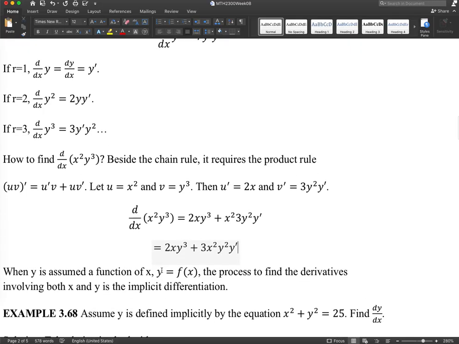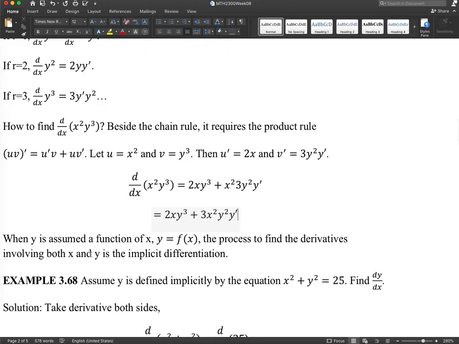Now maybe I can give you some better idea about implicit differentiation. Usually it is under the situation where y is implied as a function of x, and then the process to calculate a derivative involving both x and y, that process is the implicit differentiation. Really, it is all about the chain rule.